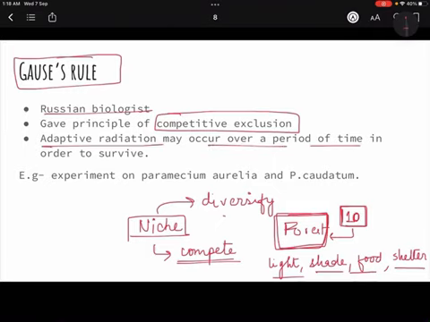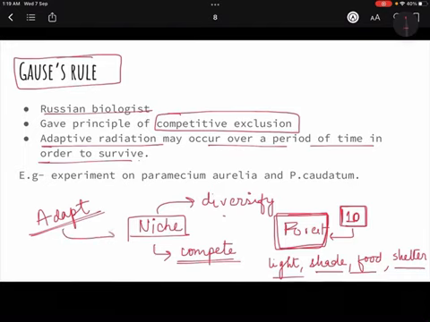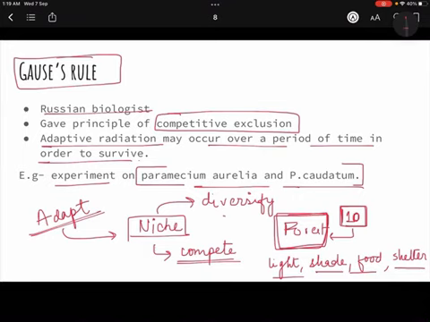Adaptive radiation may occur over a period of time in order to survive. Adaptive radiation is, you adapt to a changing environment, or because there is so much competition, you adapt into different niches altogether, right? For example, this phenomenon we cannot see in the wild, because we don't go to the forest and see when someone changed their eco niche, how they changed. But it is easier for us to do it in a lab and see. For example, such an experiment was done on Paramecium. Paramecium aurelia and P. caudatum, Paramecium caudatum, these are two varieties of Paramecium.